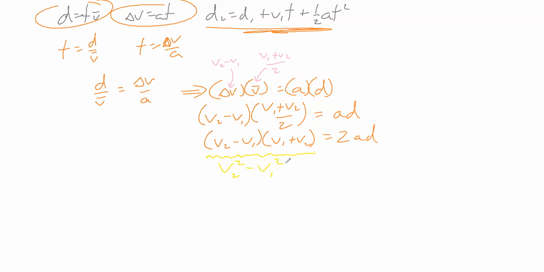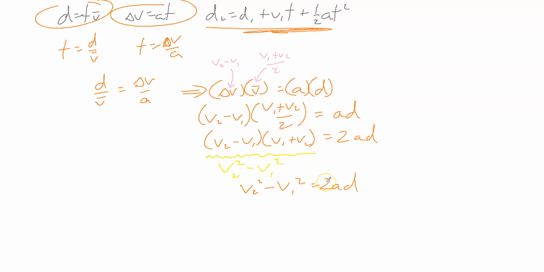It's a difference of squares. So if I use that idea, this would then be equal to this. We'd have v2 squared minus v1 squared equal to 2ad.